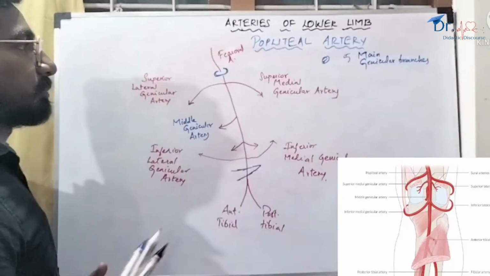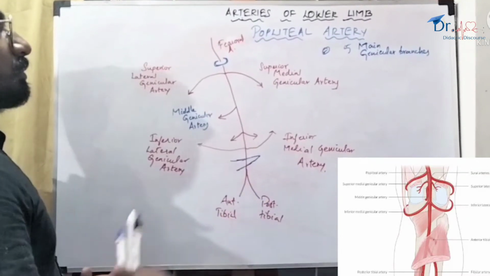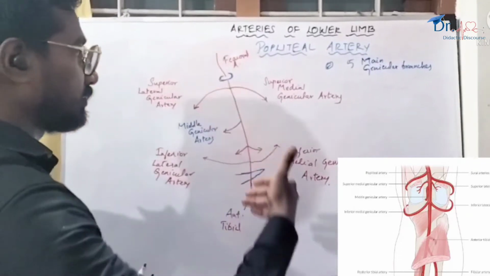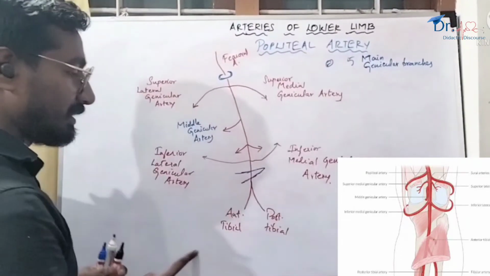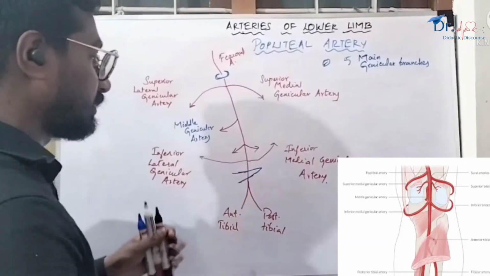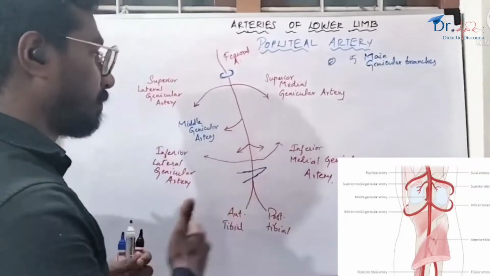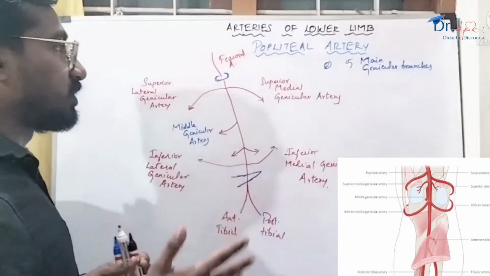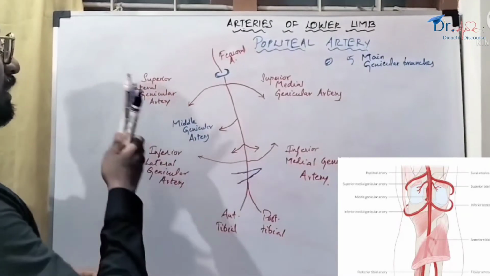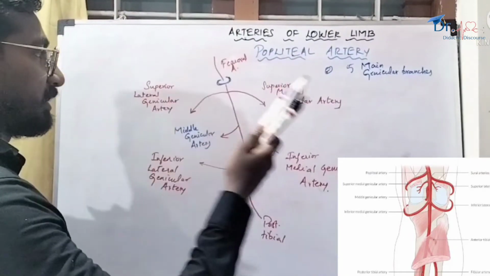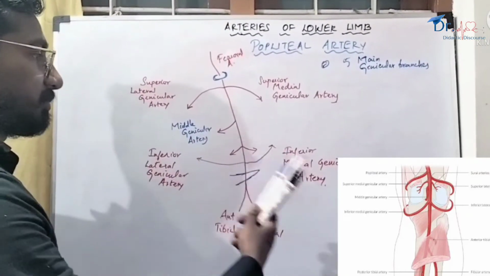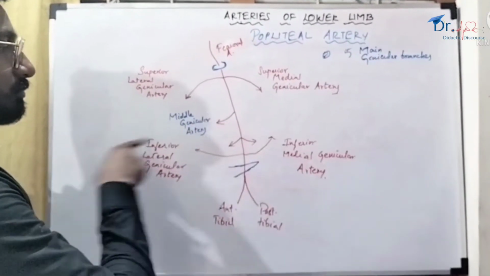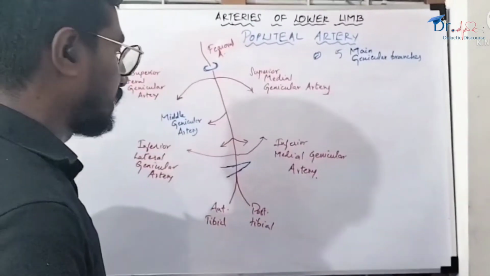So we'll go with a quick summary of the popliteal artery. It is the continuation of the femoral artery. When reaching the adductor hiatus, it gives rise to the popliteal artery, and it terminates as the anterior tibial and posterior tibial arteries when it crosses the lower border of the popliteus muscle. The popliteal artery has 5 main genicular branches, which are the superior lateral and medial genicular arteries and the inferior lateral and medial genicular arteries. It also gives rise to the middle genicular artery and the lateral and medial sural arteries.